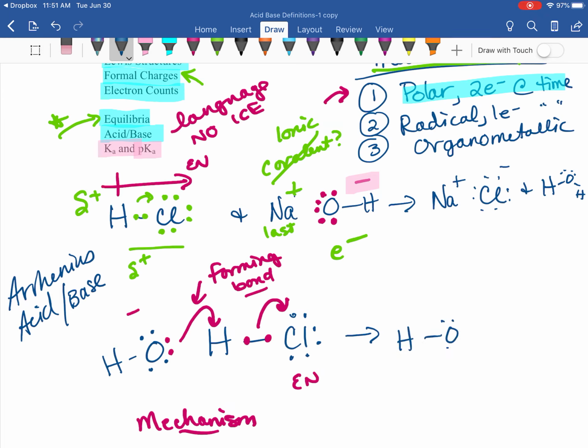So what did we just make with the OH? This stayed the same, but now these electrons are a bond to hydrogen. I love it. Aha, you just made your water. Now what happened to chlorine? Let's draw it under here. Chlorine is not bonded anymore. We still had 3 lone pairs around it. Now it has an extra, so it's negative.